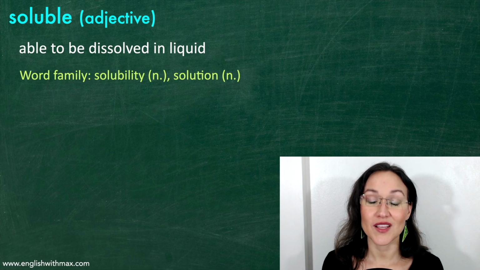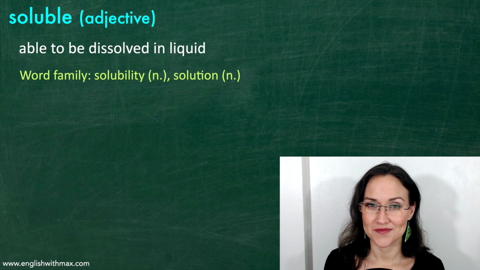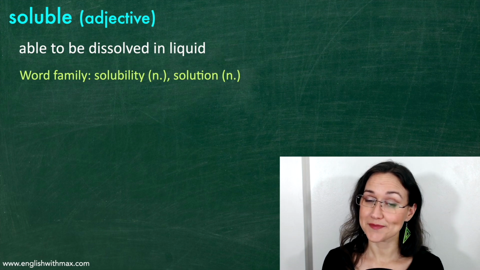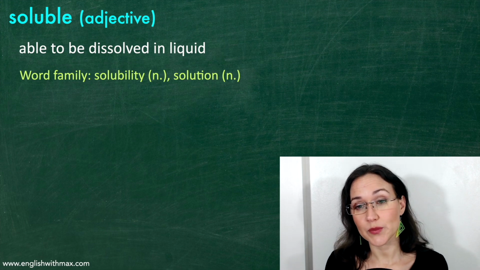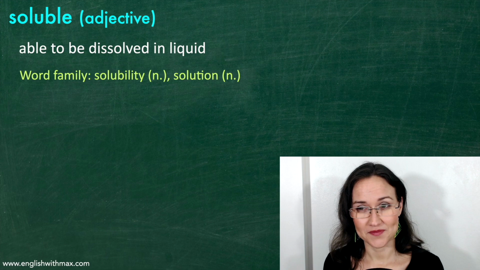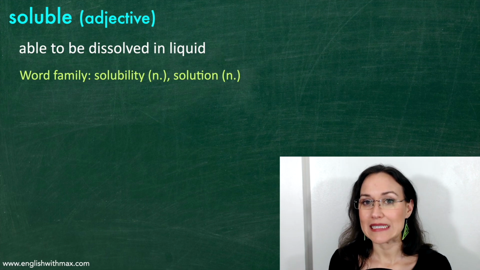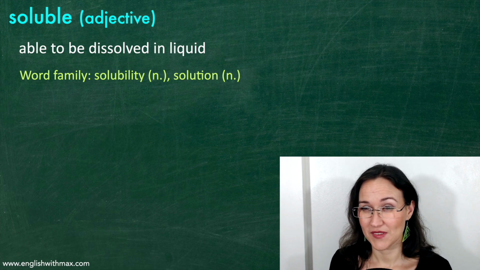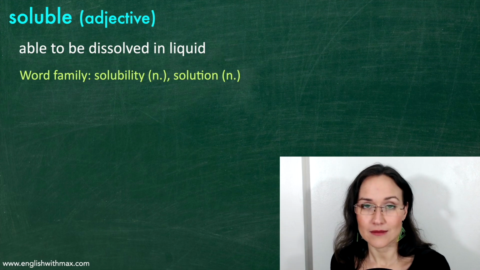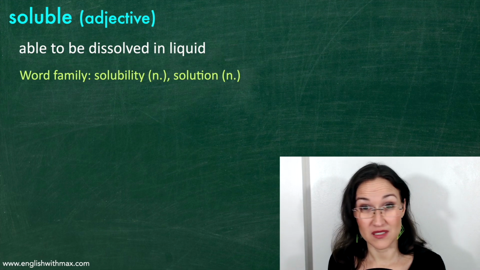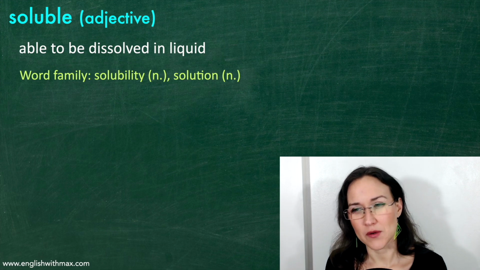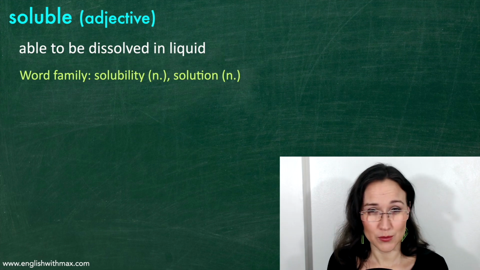The next word is soluble. Soluble. It's an adjective. It means able to be dissolved in liquid. We don't say dissolvable. The word exists. You might find it in some big dictionaries, but it's very rare. Basically, everybody uses the word soluble.